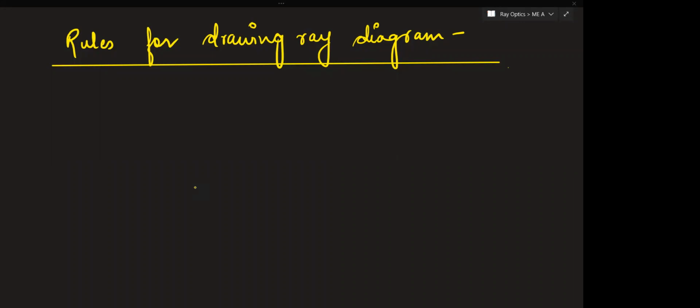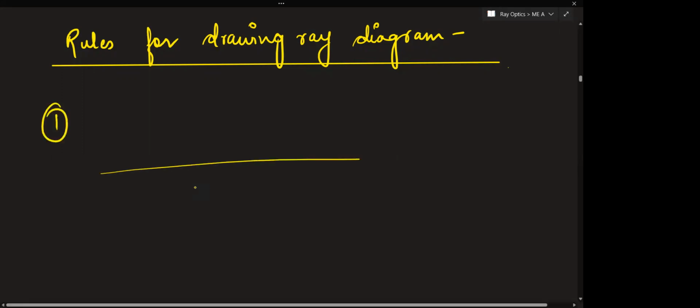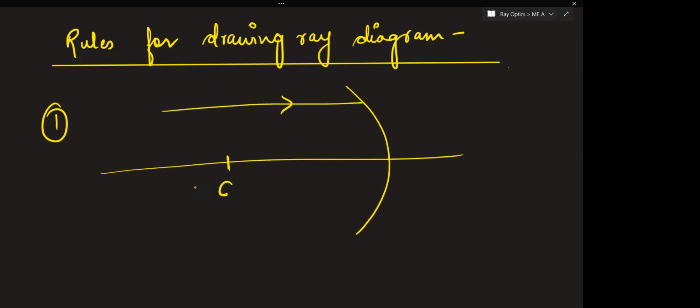So before we start with the formation of images by the concave mirror, we'll see the rules for drawing images formed by the spherical mirror. First point is, if a parallel ray comes, this is the center of curvature, this is the focus. This will pass through the focus. This is the first point.